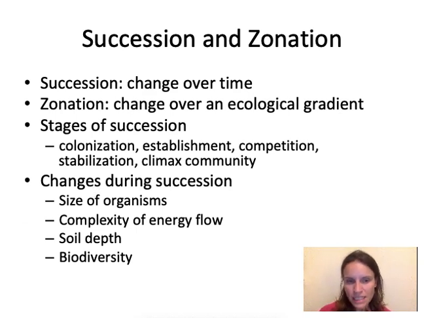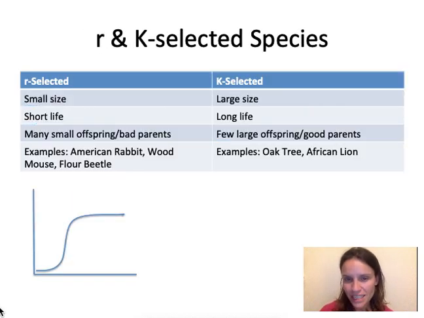And the last thing that we're going to go over in this quick fire review video is R and K selected species, because those do come up sometimes in describing the stages of succession. R selected species are common at the beginning stages of succession. They're small organisms that live a short life. They have a ton of kids and they're not very good parents. They just see what survives.